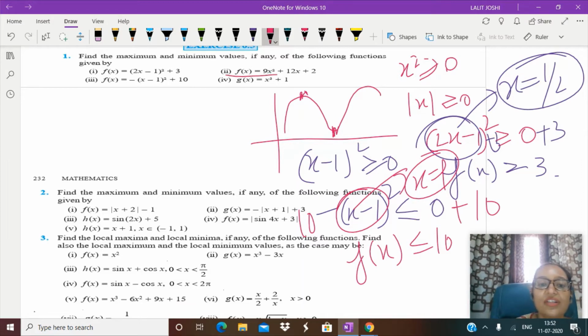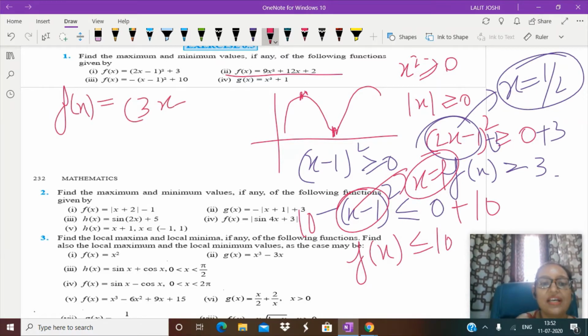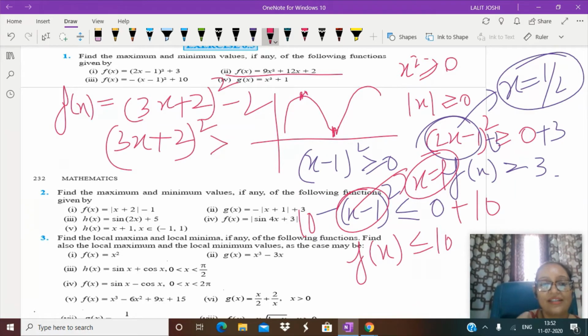Similarly, given a function like this, we will complete the whole square. So if I complete the whole square, what will I get? I'll get this as 3x plus 2 whole square, minus 2, right? 3x plus 2 whole square minus 2, if I complete the whole square. Now again, I'll say this whole square is greater than or equal to 0, and if I add minus 2 on both the sides, we will have minus 2 like this, right? So the function is greater than or equal to minus 2.